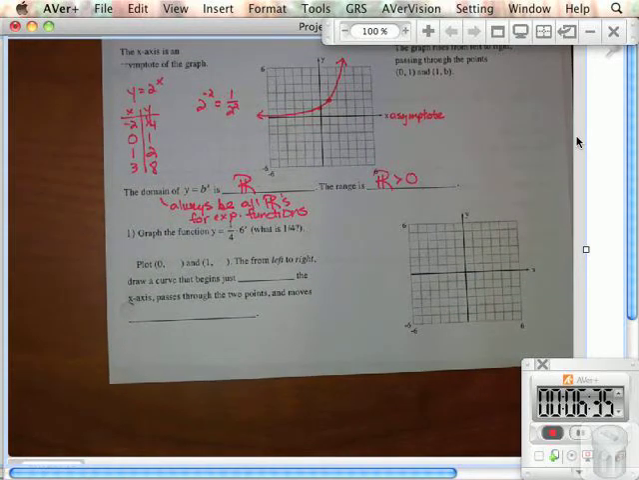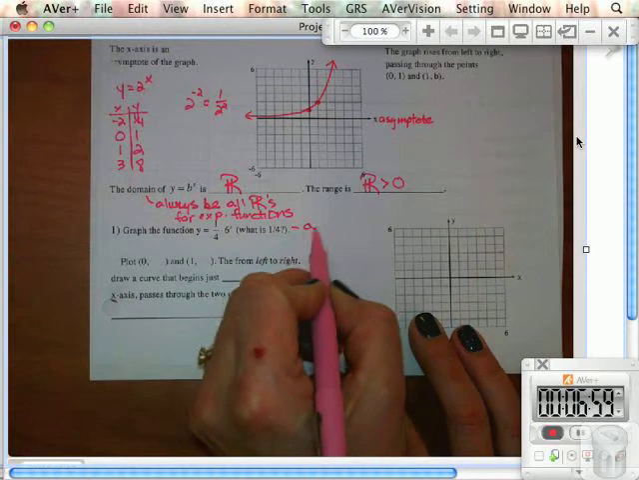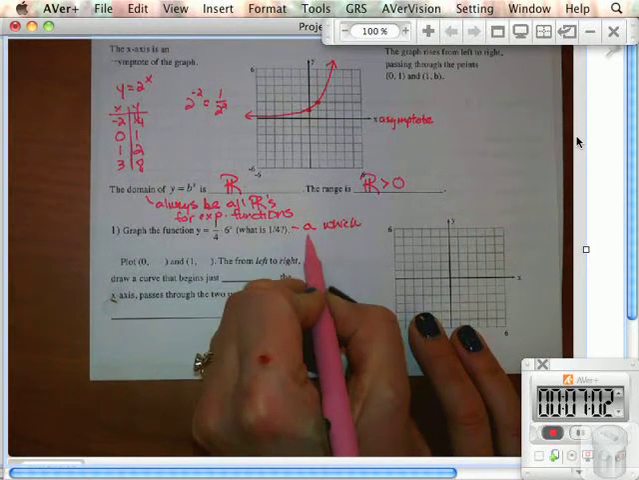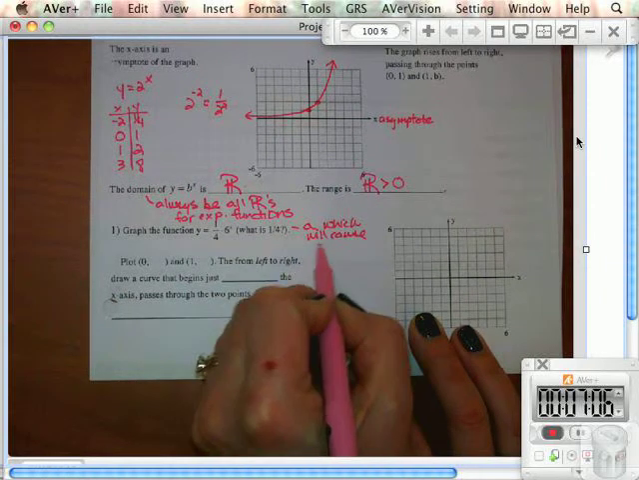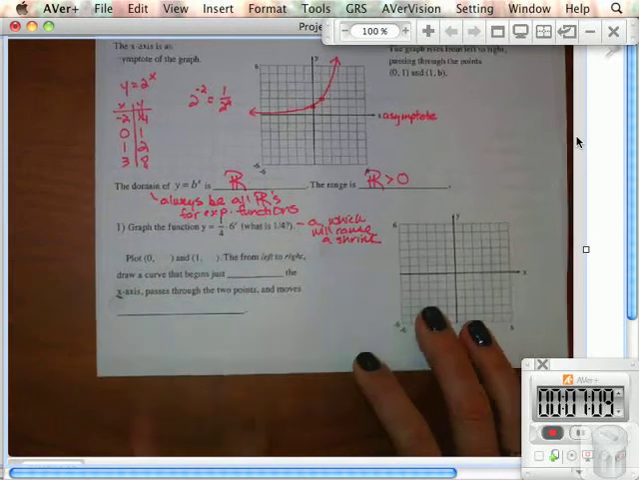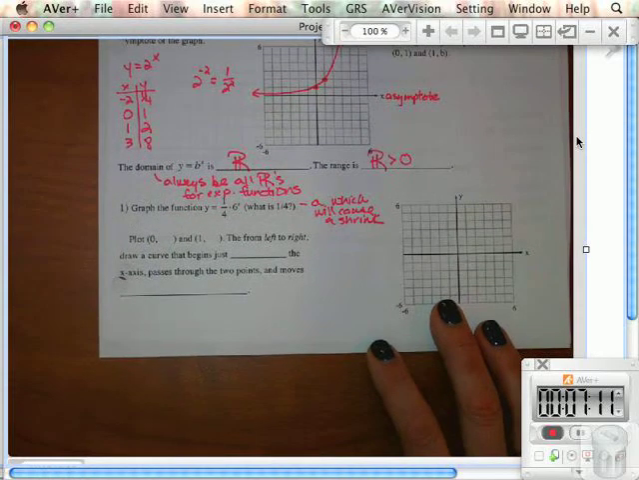Graph this function. Y equals 1/4 times 6 to the x. What is the 1/4? That's your A, which is causing a what? A shrink or a stretch? Is this causing a shrink or is this causing a stretch? A shrink, because it's between 0 and 1. So 1/4 is A, which will cause a shrink. It is not B. Because B is 6, you have to be able to identify that that's going to be an exponential growth, because B is greater than 1, right?